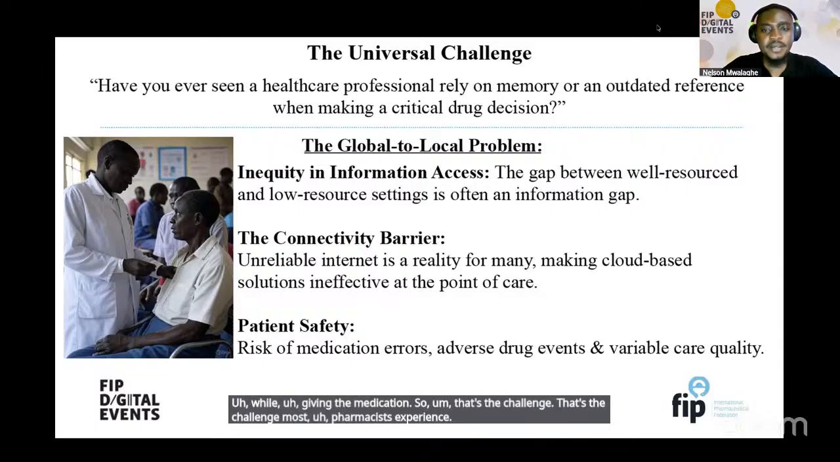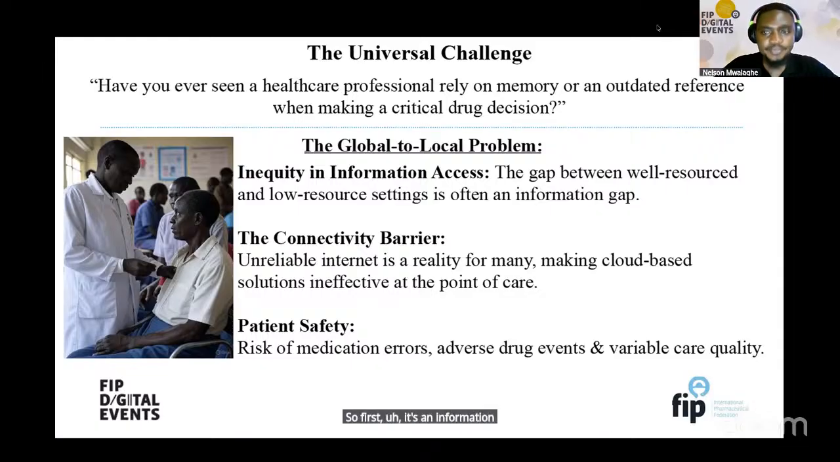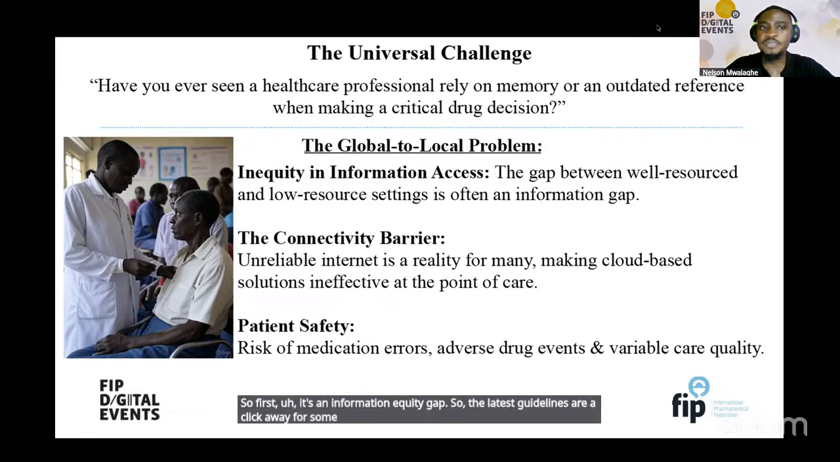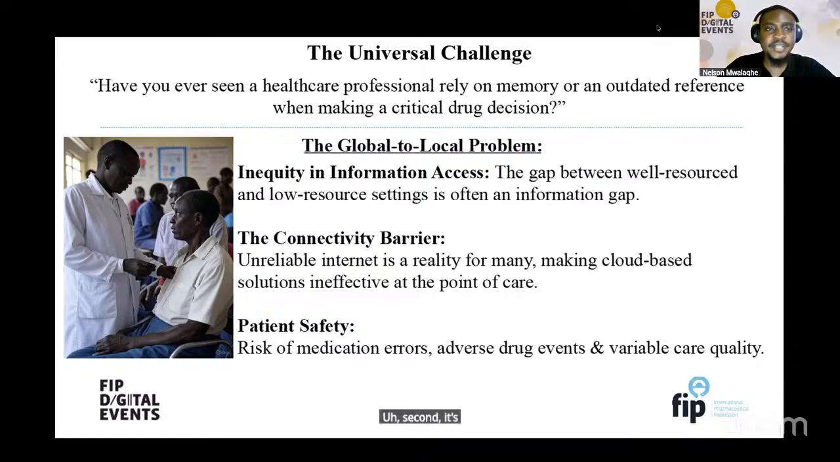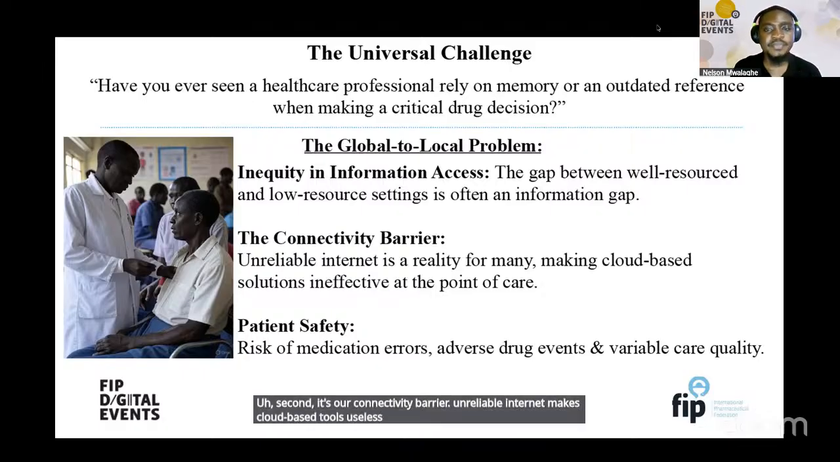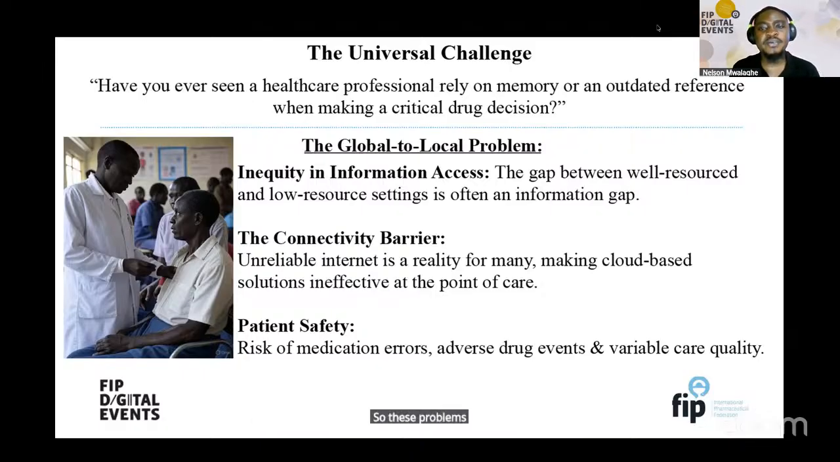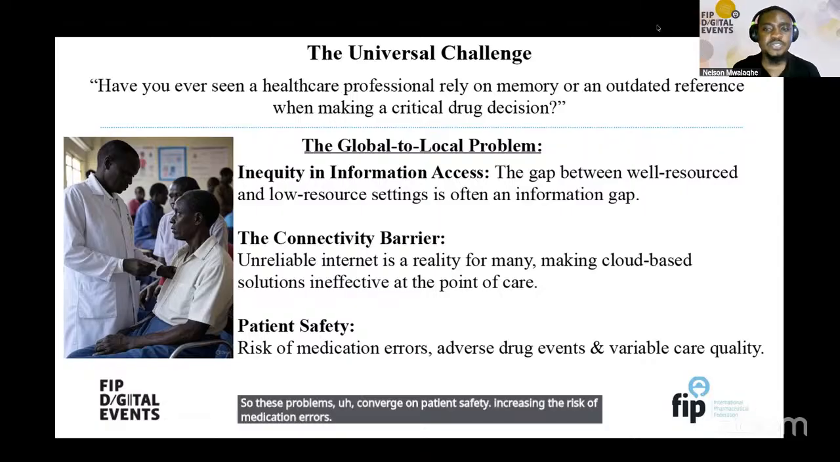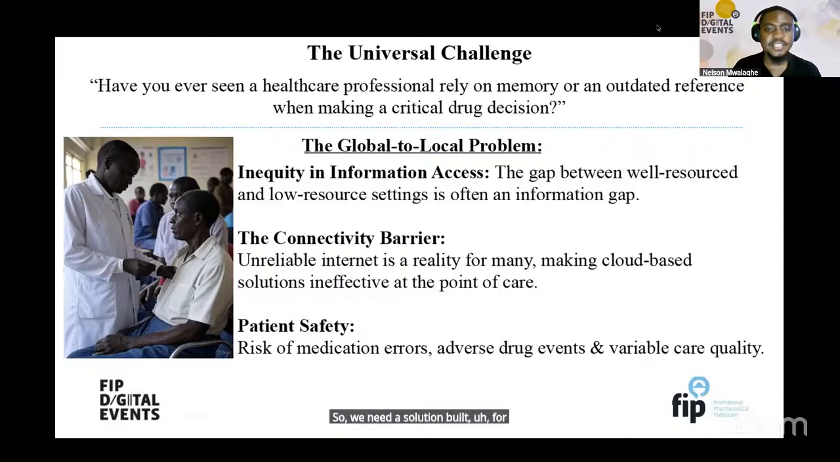First, it's an information equity gap. The latest guidelines are a click away for some, a world away for others. Second, it's a connectivity barrier. Unreliable internet makes cloud-based tools useless at the point of care. These problems converge on patient safety, increasing the risk of medication errors. So we need a solution built for this reality.